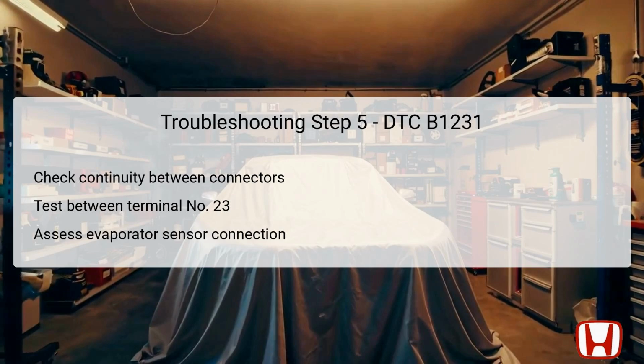A multimeter is typically used for this continuity test, and if continuity is confirmed, the system is functioning correctly up to that point. However, if there is no continuity, it suggests an open in the wiring between the climate control unit and the evaporator sensor, indicating that repairs are required to restore proper connections.